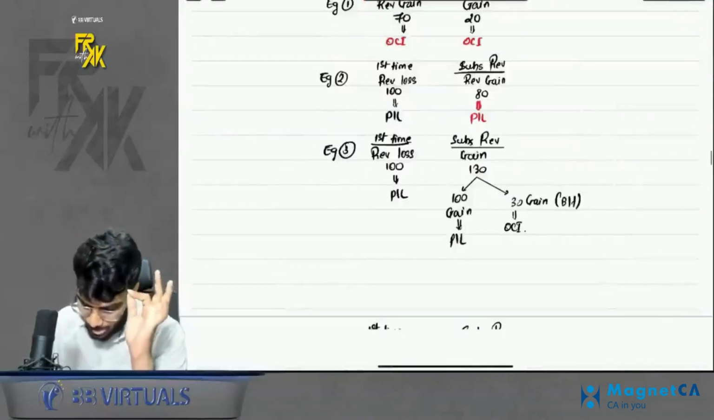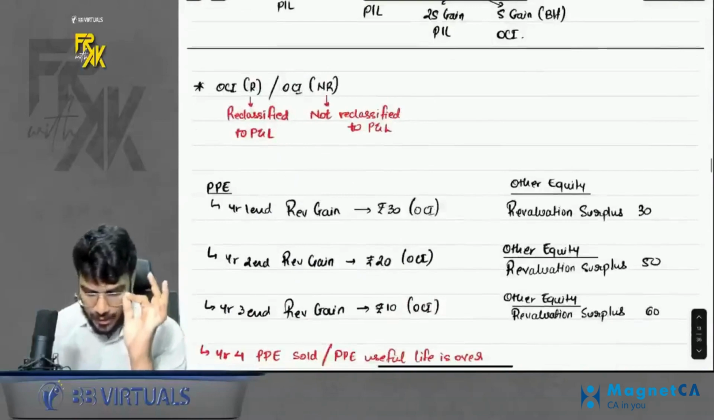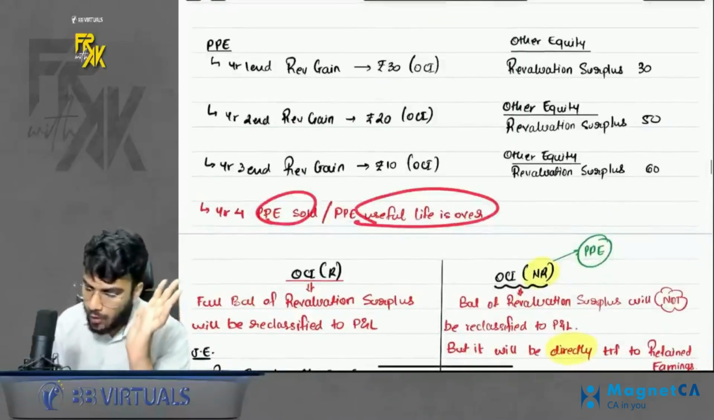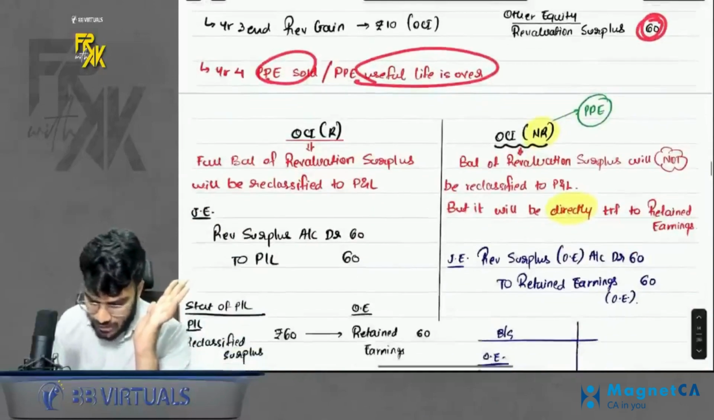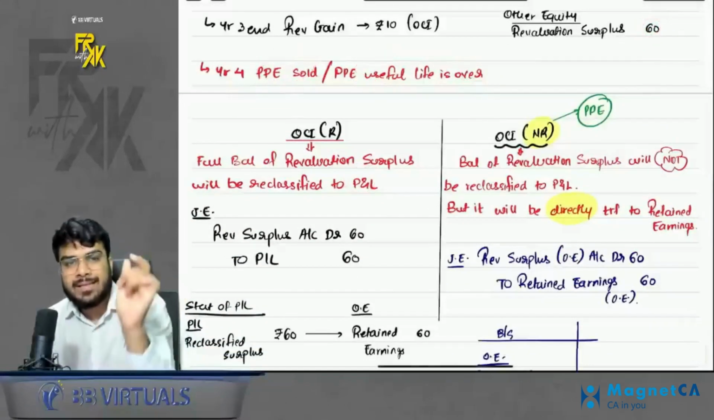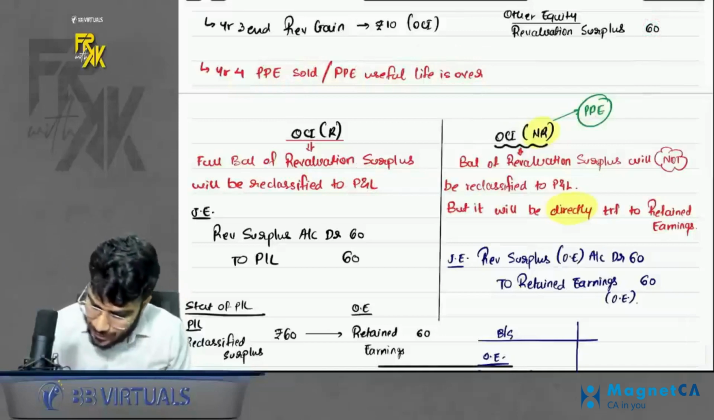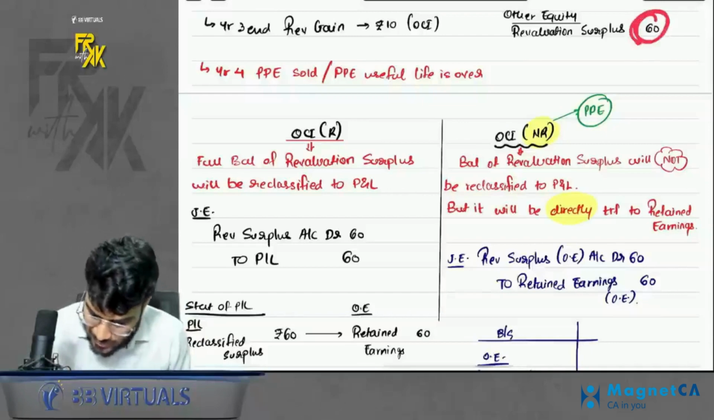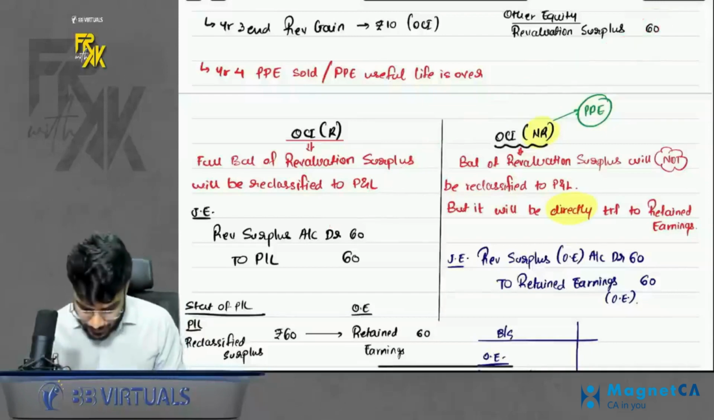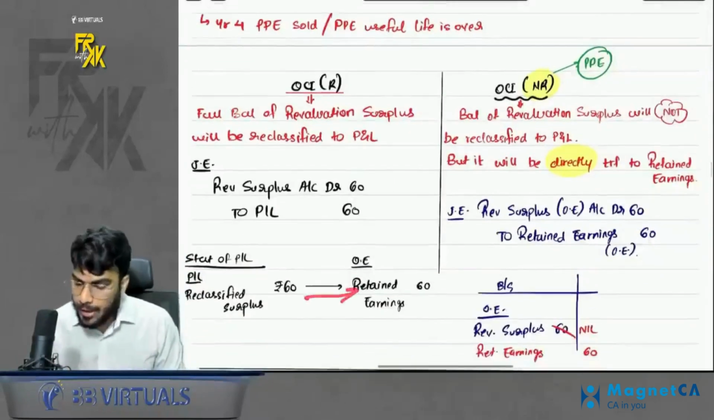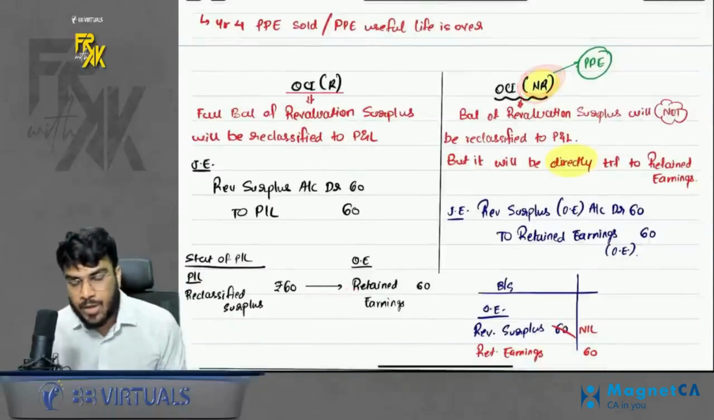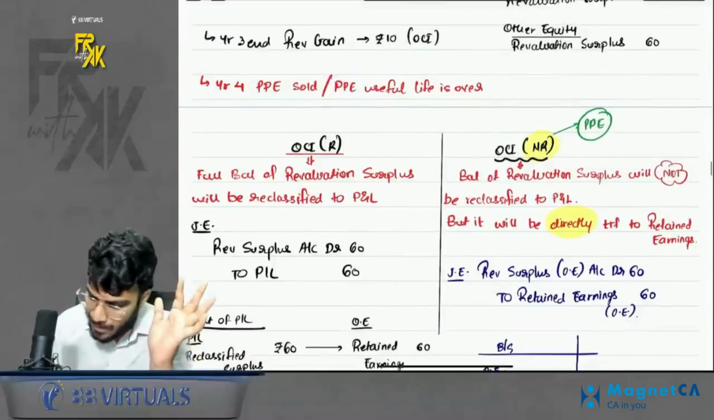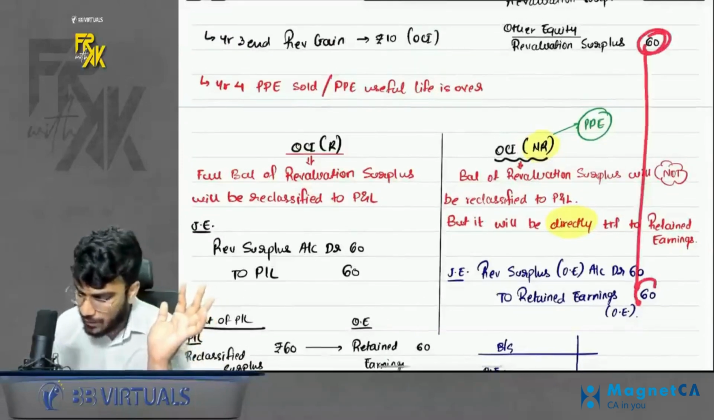Just to remind you, the basic difference is in OCI R, when the PPE is sold or the useful life is over, the full balance of surplus is first transferred to profit and loss. R full form is reclassified to profit and loss. So when the asset is de-recognized from your books, you will transfer the full balance of surplus first to profit and loss, and then it gets accumulated to retained earnings. If you are following OCI NR, the routing will not happen through profit and loss. The full balance of surplus will directly be transferred to retained earnings.